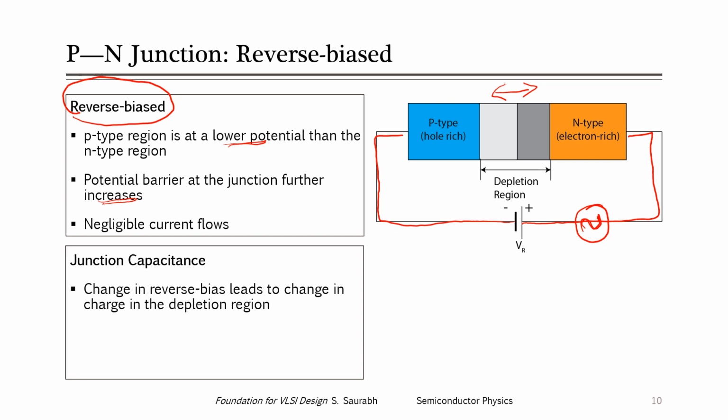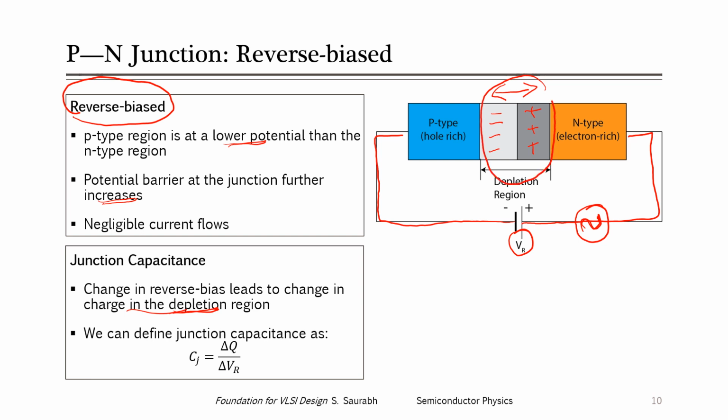If we do that, the change in reverse bias leads to a change in the depletion charge in the depletion region. So there are charges. We saw that there will be negative acceptor ions and positive donor ions in this region. When we apply an AC signal, or if we are varying the voltage VR, then this charge will increase and decrease periodically, right? And we can associate a junction capacitance with this junction or this depletion region.